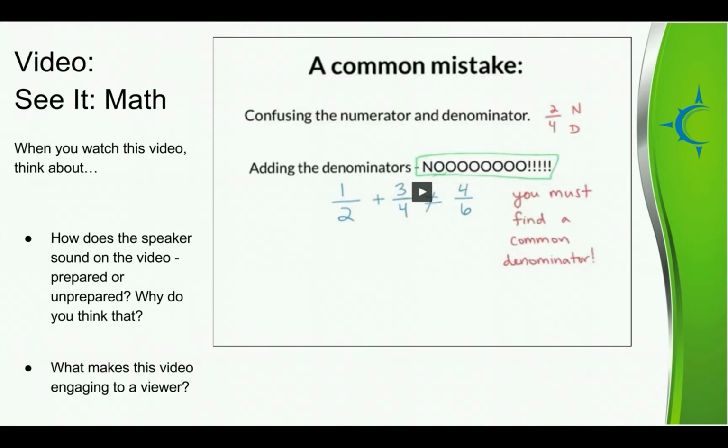Let's see a math exemplar of a POP using an app called Explain Everything. When you watch this video, think about how does the speaker sound on the video, prepared or unprepared, and why do you think that? And what makes the video engaging to a viewer?